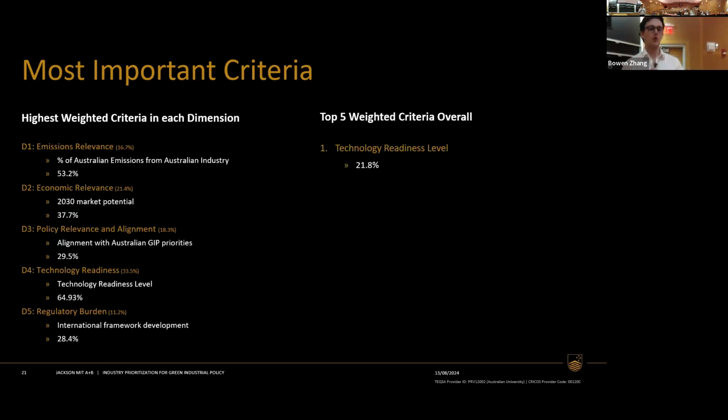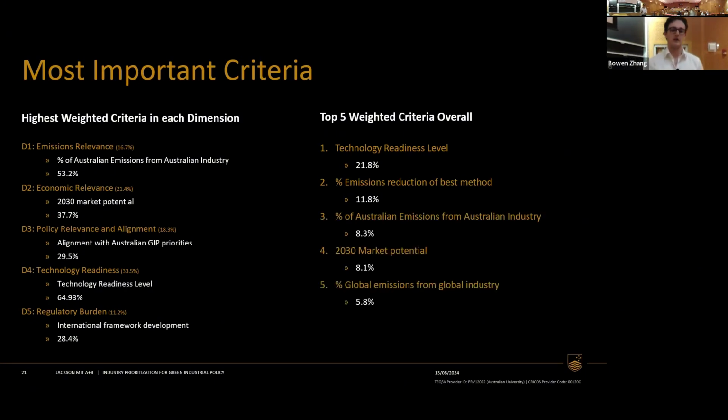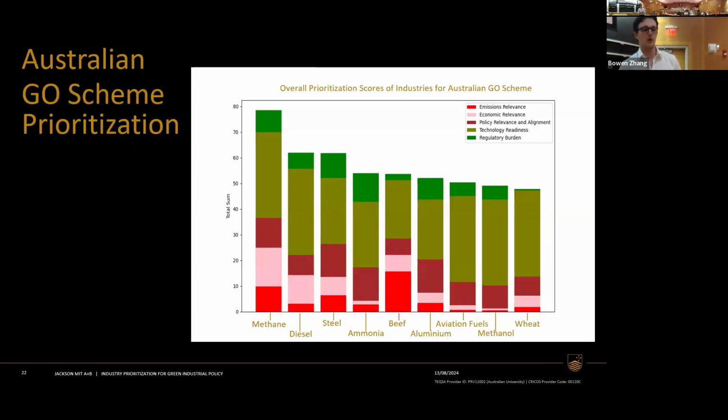The overall framework is then multiplying each of the dimension importances by the criteria importance. The most important for the overall framework was the technology readiness level. Then it went down to emissions reductions of best method, Australian emissions, 2030 market potential, and percentage of global emissions from global industry. So on to the final slide now of the prioritisation scanning. You can see the 9 industries that we decided to put through prioritisation scanning. And the most important here for us was methane, in the natural gas sector.